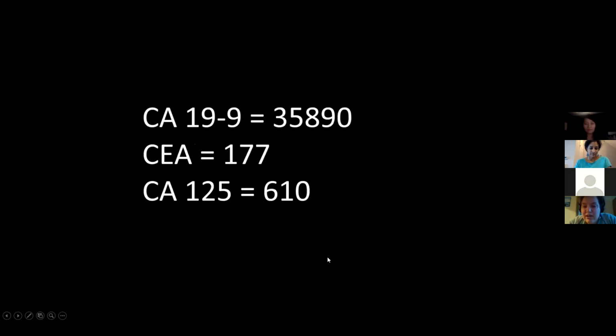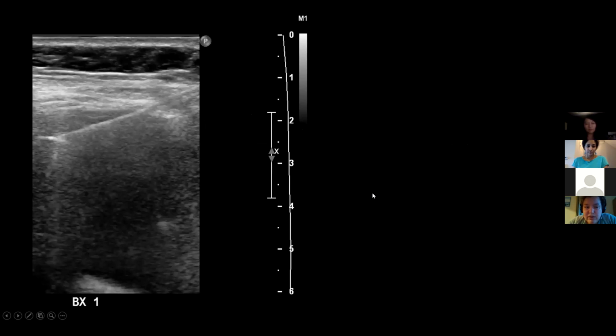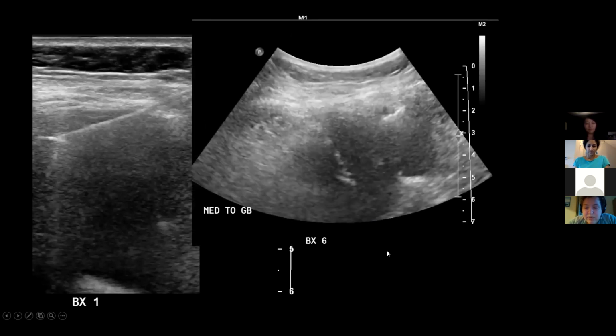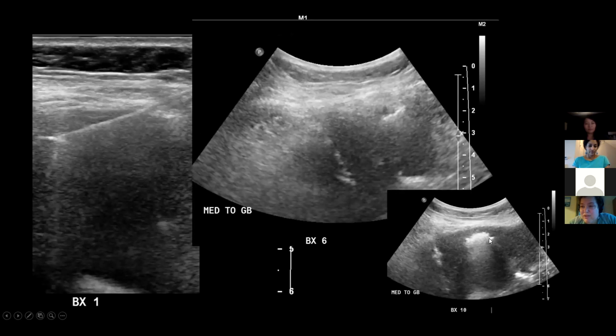The labs show this is all elevated, certainly, but also CA125, right? But CA125 is not very specific. And here are biopsies, biopsy number 6 and biopsy number 10. I really wanted to make sure that I'm not getting any necrotic tissue. You know that most of this is non-enhancing, so am I just going to biopsy necrotic components? That's why I biopsied all parts that I thought were more viable, but all of it came back as cancer.